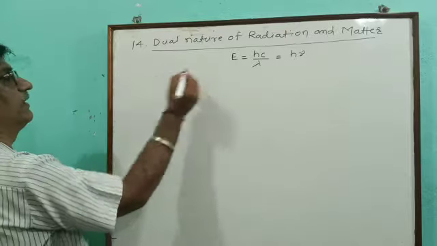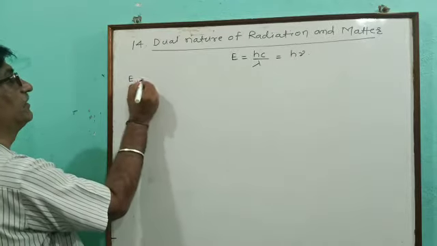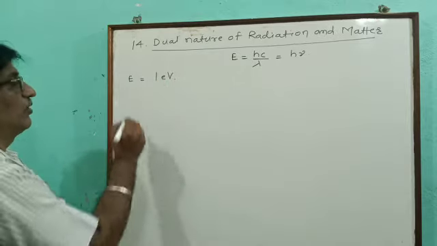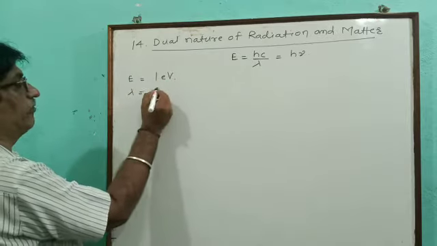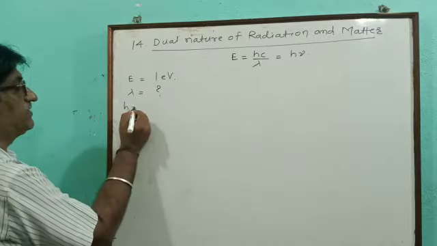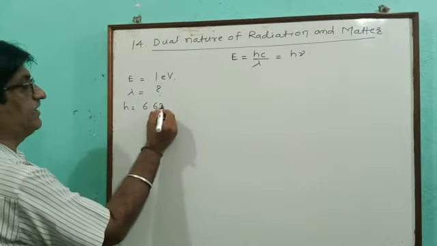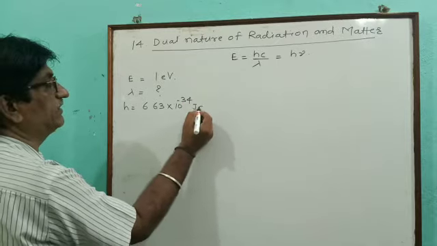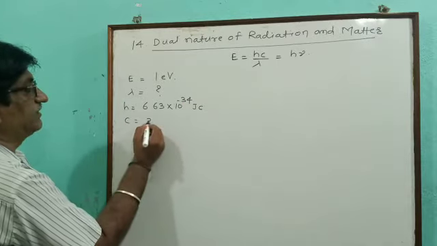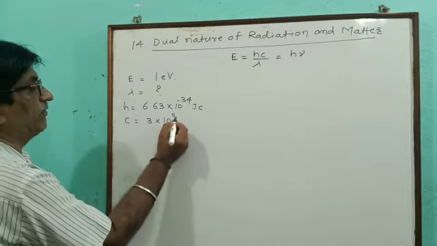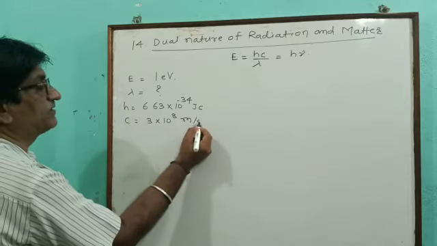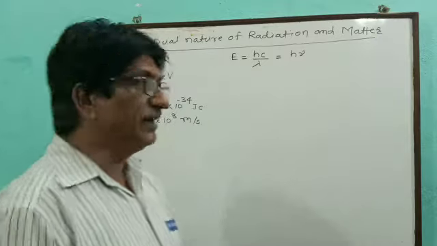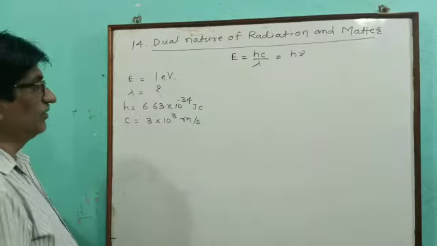If energy is given, that is 1 electron volt, what will be its wavelength? h is equal to 6.63 × 10^-34 joule second, and c is 3 × 10^8 meter per second. So we can find out what the wavelength is when energy is 1 electron volt.